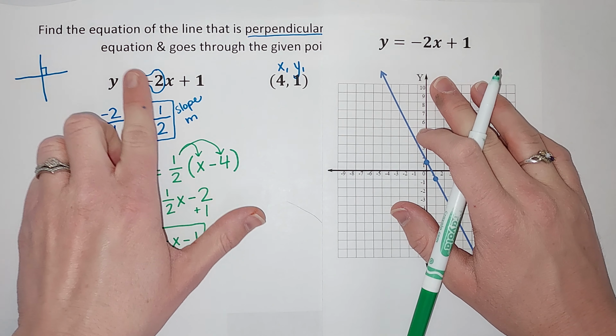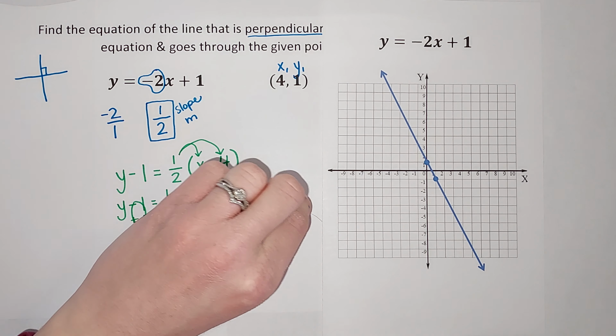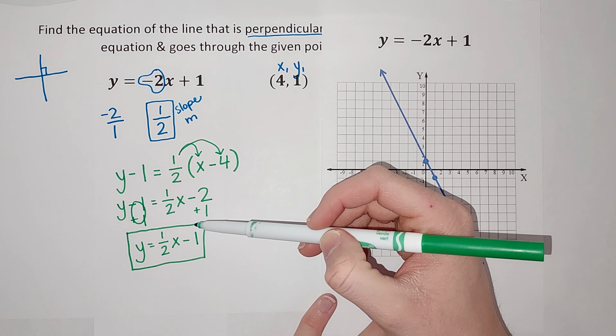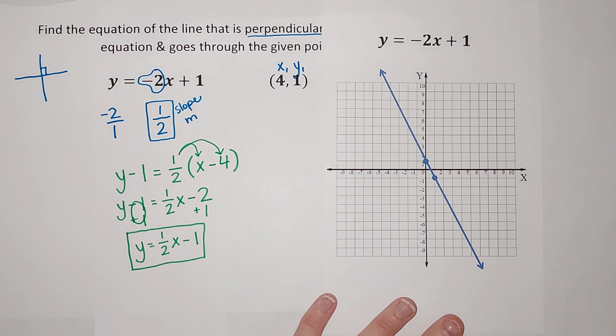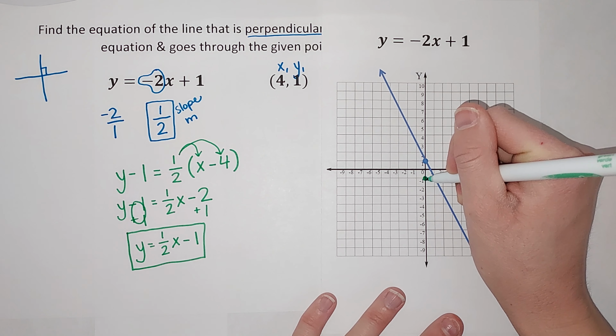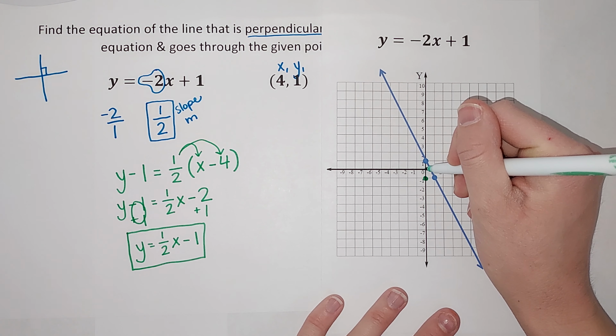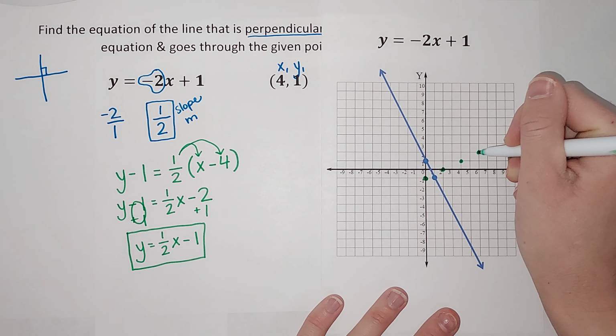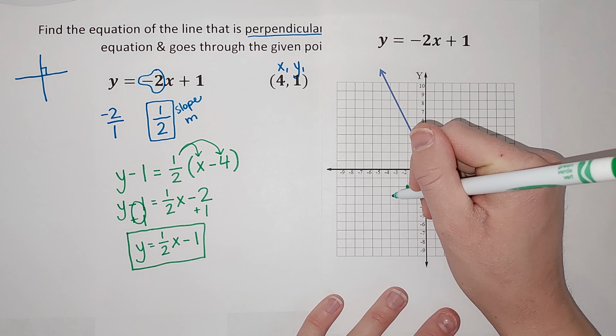This is this line, the -2x plus 1. I want to make sure that this one is perpendicular to it and goes through the point 4, 1. So I'm going to graph this pretty quickly. If you need more examples on how to graph a line from an equation, I will link a video in the corner. But we are in slope-intercept form, so I know my slope is 1/2 and my y-intercept is -1. So I'm going to start with my y-intercept at -1. And then my slope is 1/2, so I'm going to go up 1 over 2, up 1 over 2, up 1 over 2. And I'm also going to go down 1, left 2.